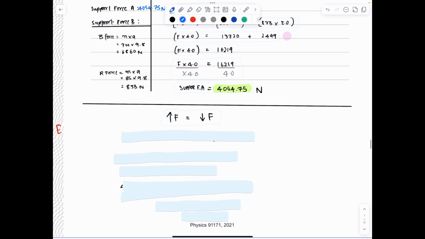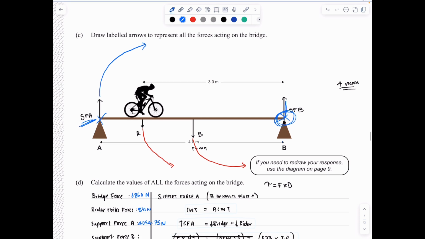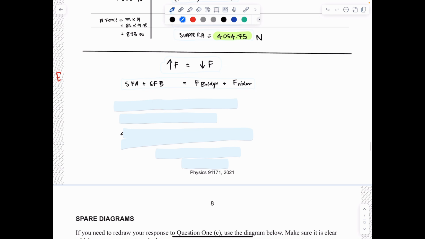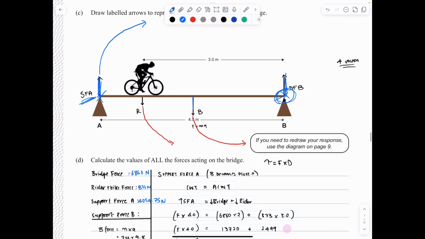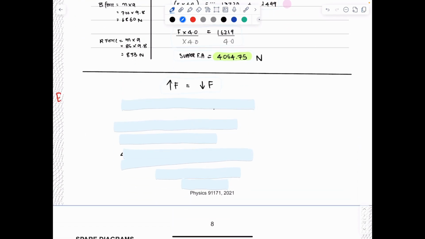And so what are my upward forces? My upward forces are support force B and support force A. What are my downward forces? I've got my bridge force downwards, and I've got my rider's force downwards. So I'm going to plug that on this side of the equation.